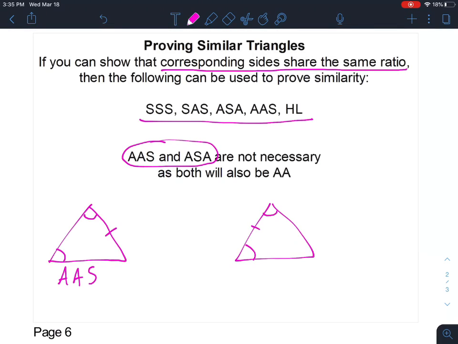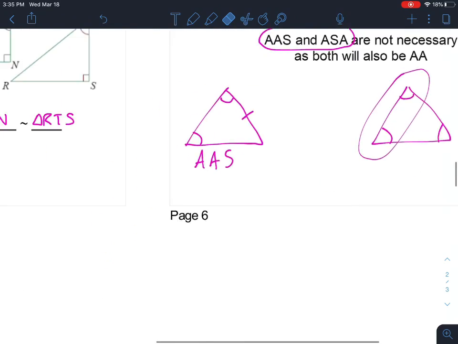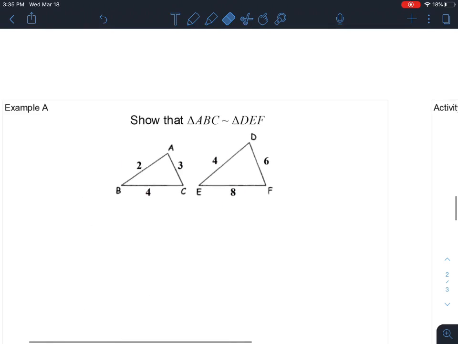And then for angle side angle, same thing. I can just ignore that side right there, because without that, we still have 2 angles right next to each other, which means that the third one must be congruent as well. So for angle angle side and angle side angle, you're probably never going to see those, because we'll just use angle angle instead.